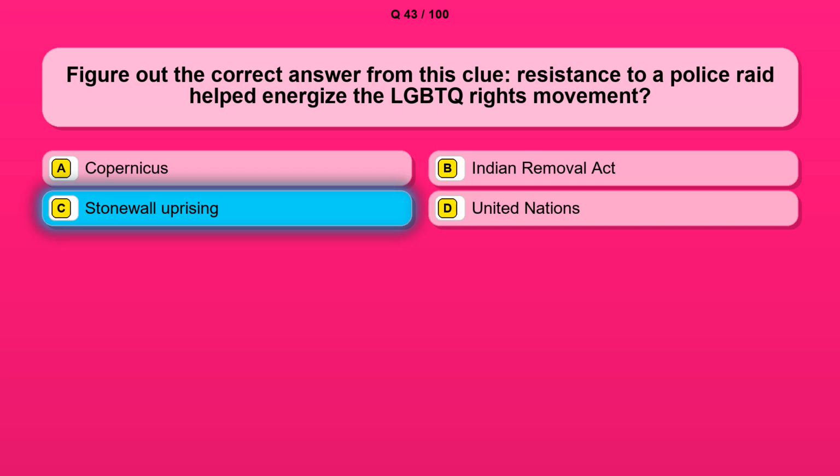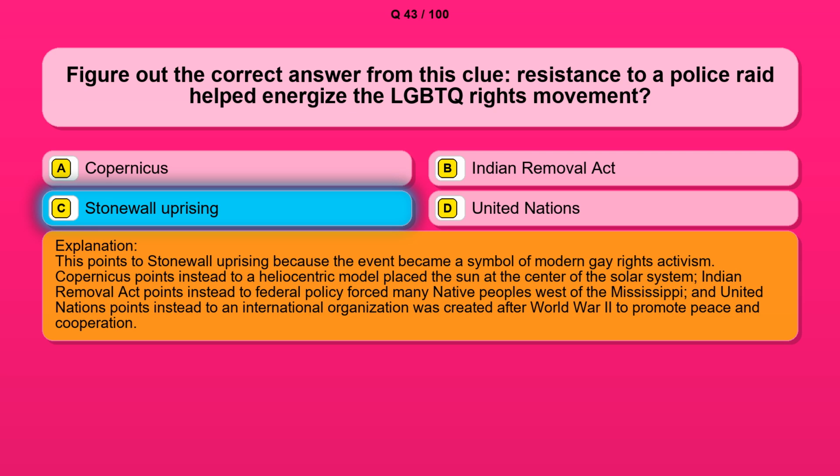The correct answer is option C, Stonewall Uprising. This points to Stonewall Uprising because the event became a symbol of modern gay rights activism. Copernicus points instead to a heliocentric model placed the sun at the center of the solar system. Indian Removal Act points instead to federal policy forced many native peoples west of the Mississippi, and United Nations points instead to an international organization was created after World War II to promote peace and cooperation.